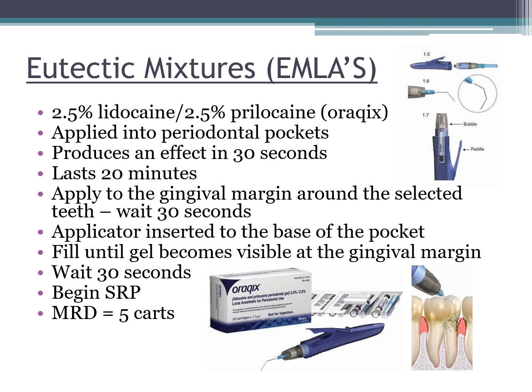EMLAs, or eutectic mixtures, are 2.5% lidocaine and 2.5% prilocaine, which is the Oraqix. It is applied into periodontal pockets with that tiny cannula, and it produces an effect in 30 seconds and lasts 20 minutes. So you apply it to the gingival margin around the selected teeth and you wait 30 seconds. The applicator is inserted into the base. You can see the picture in the lower right hand corner of how that is applied.